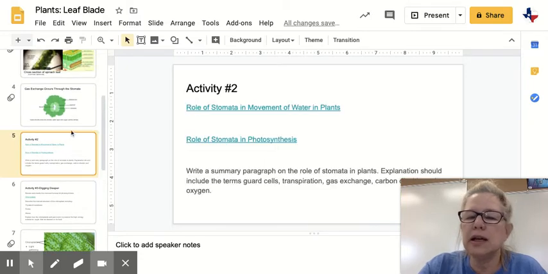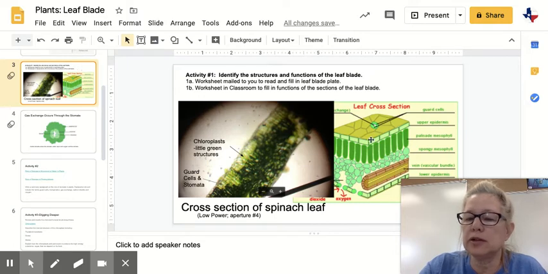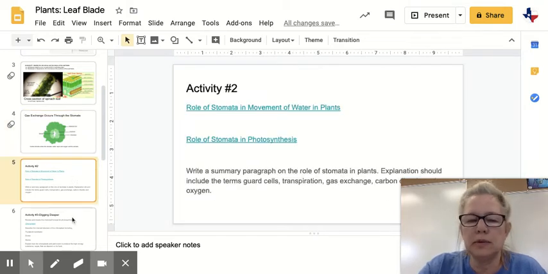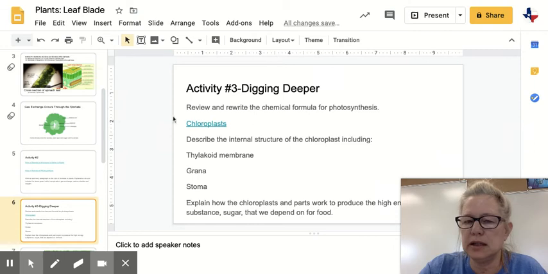So those are the two main activities that I want you to do. I want you to look at the structure of the leaf and really learn and understand the structure of the leaf, making note that the chloroplasts are found in the mesophyll area, those cells. And then I want you to understand and learn about the stomate, that opening that allows for gas exchange to occur.